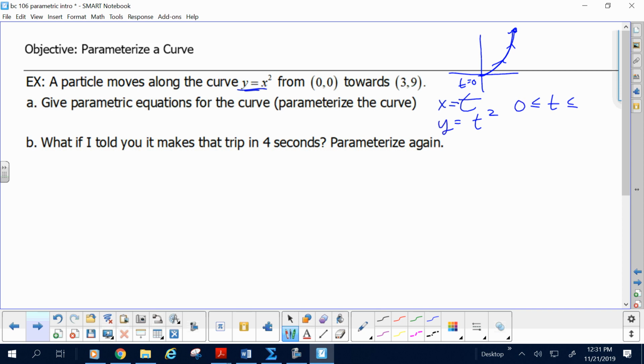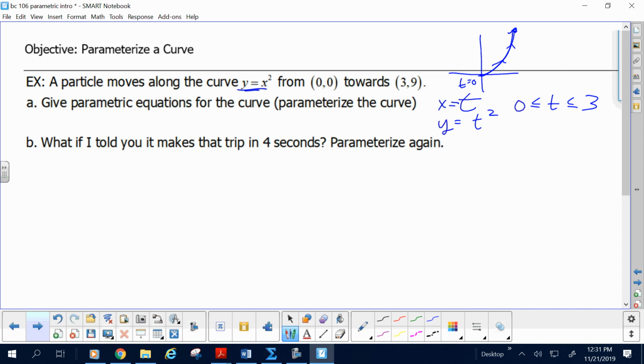0 to 3. By going t from 0 to 3, x will go from 0 to 3, and y will go from 0 to 9. Do you agree? Okay, now, I don't want to lose anybody, but I also want to challenge some of those of you who are super duper geniuses. How could you get it to move the other way? What equations could you use to go from 3, 9 to 0, 0?